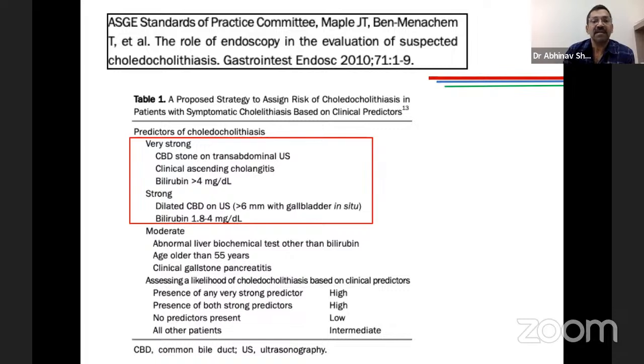Earlier in these guidelines, which were brought in somewhere around 2010, bilirubin and dilated CBD were being taken separately. Bilirubin more than 4 or dilated CBD more than 6 millimeter made a suspicion of CBD stone, other than direct evidence like stone seen on a transabdominal ultrasound or ascending cholangitis. But guidelines have subsequently been revised because these led to unnecessary ERCPs and negative ERCPs.